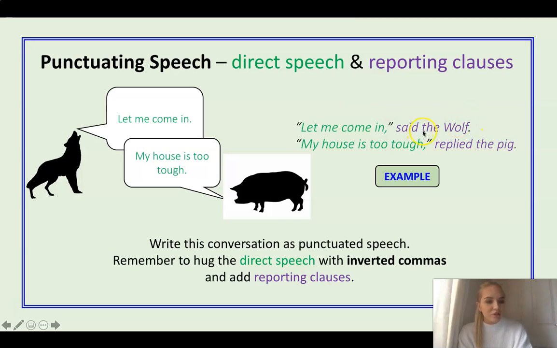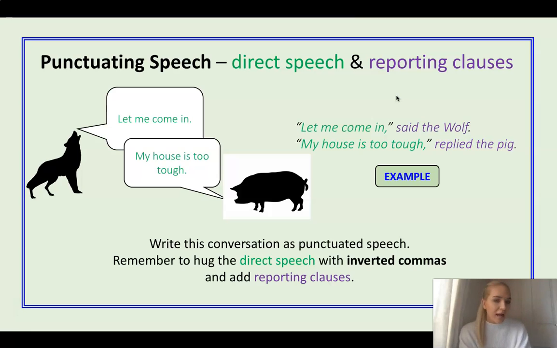We've then chosen to use the word said the wolf. I can hear lots of you saying, Miss Newman, said is banned. You're absolutely right. I was trying to catch you out there. So we could have said, shouted the wolf, screamed the wolf. Would we have used whispered the wolf? Probably not, because how did the wolf feel? Was he happy? Was he angry?